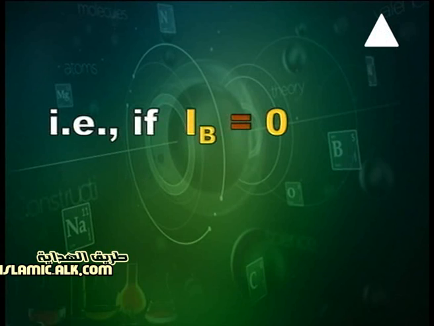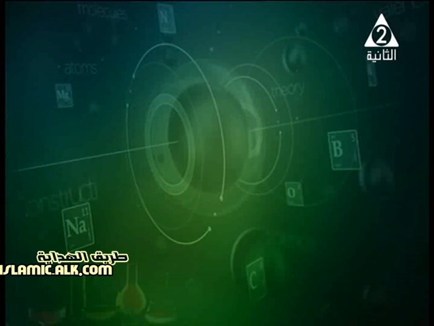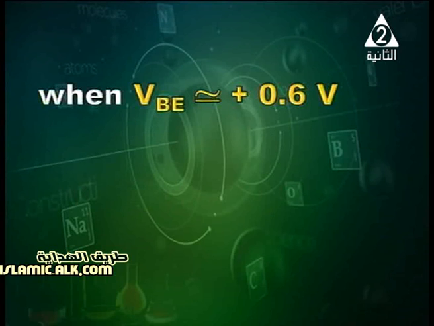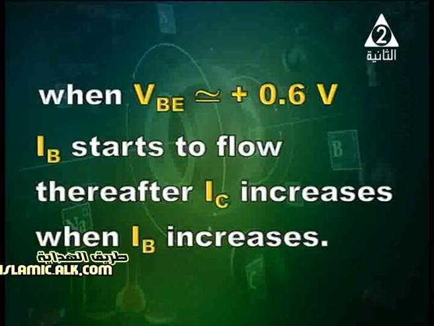That's to say, if base current equals 0, then collector current will be 0. Once again, base current controls the collector current. If voltage across base and emitter is equal to 0.6 volt, base current starts to flow. Thereafter, collector current increases when I base increases.